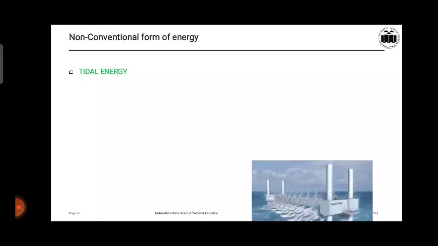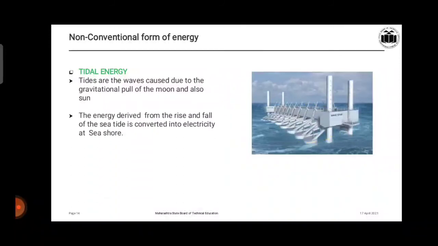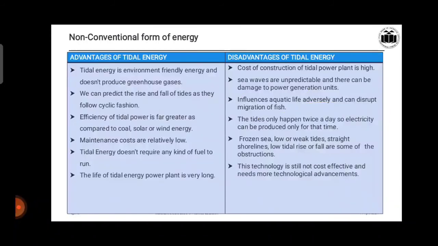Tidal energy. These are the examples. Tides are the waves caused due to the gravitational pull of the moon and sun. The energy is derived from the rise and fall of the sea. Tide is converted to electricity at the seashore, and the advantages and disadvantages are again included in these boxes.